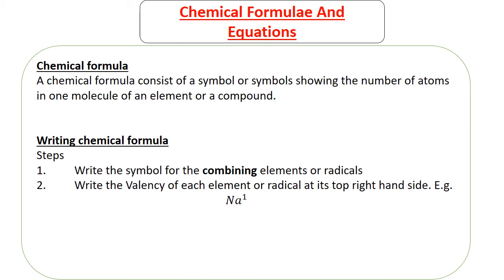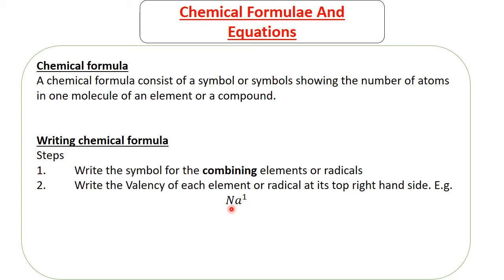So the second step is to write the valency of each element or radical at its top right hand side, like this. So for example, sodium, the symbol is Na, and write the valency on top. The sodium is in group 1, so its valency is 1.